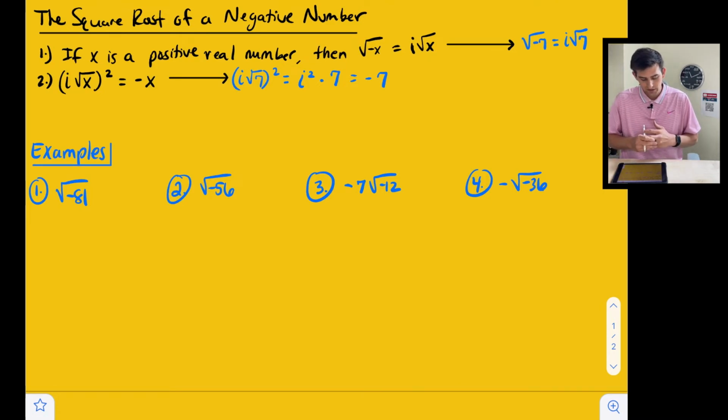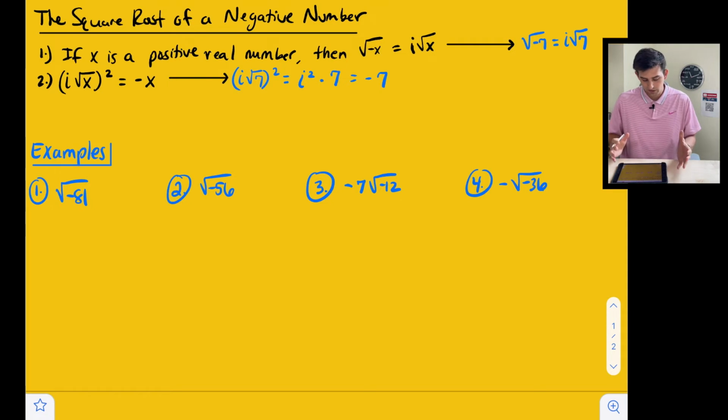Property number 2, if we now take that and kind of go inverse, if we square i times the square root of x, that's going to give us -x, right? So if we think back to our example with 7, if we have i times the square root of 7, then basically what we're doing is we are distributing this exponent of 2, right? So i squared times square root of 7 squared. And so i squared we said is -1, and times 7 would be -7.